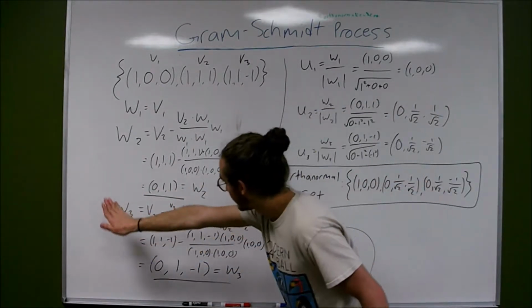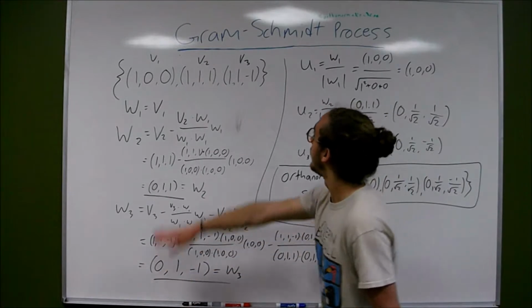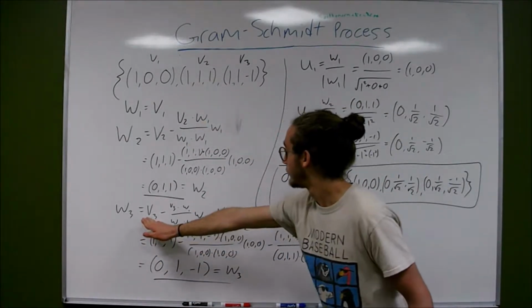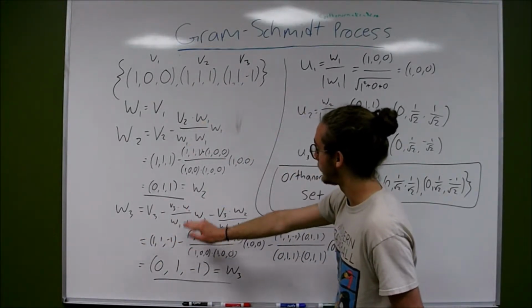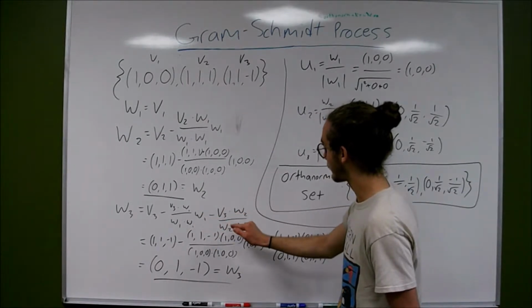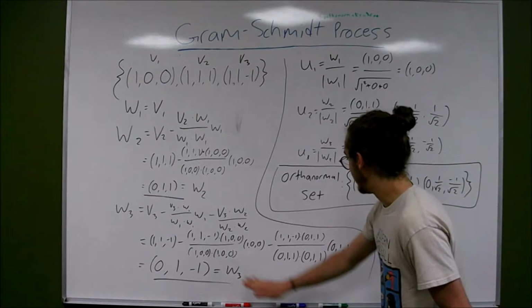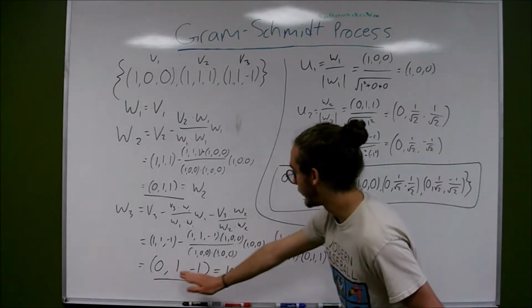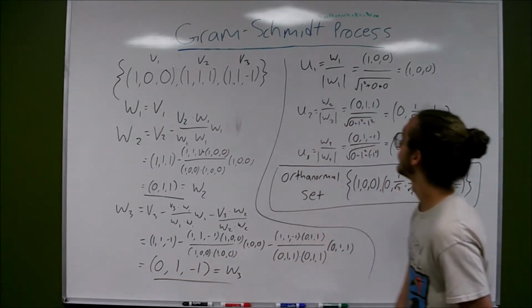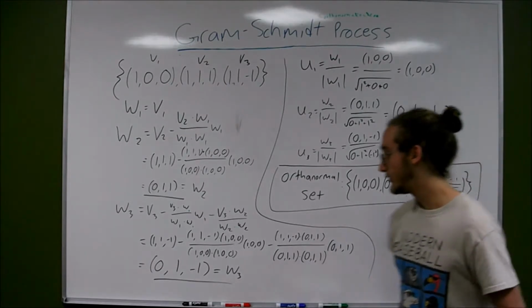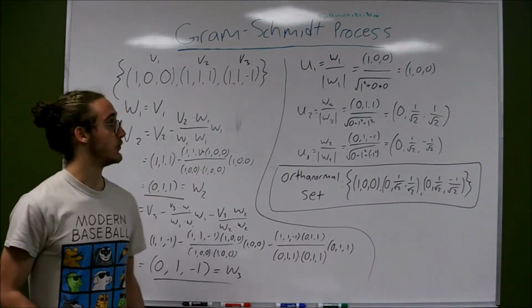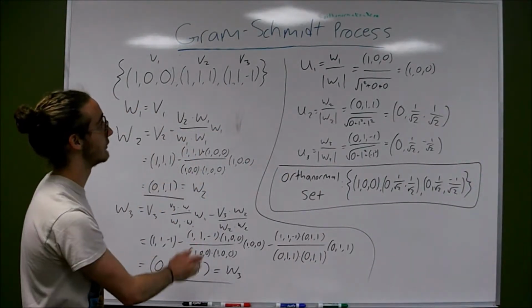Now we need to find W3. So we take our V3, subtract the projection of V3 onto W1, minus the projection of V3 onto W2. We get this equation, and you solve that out, you get (0, 1, -1). That's your W3. We now need to find the normal vectors of our W's.